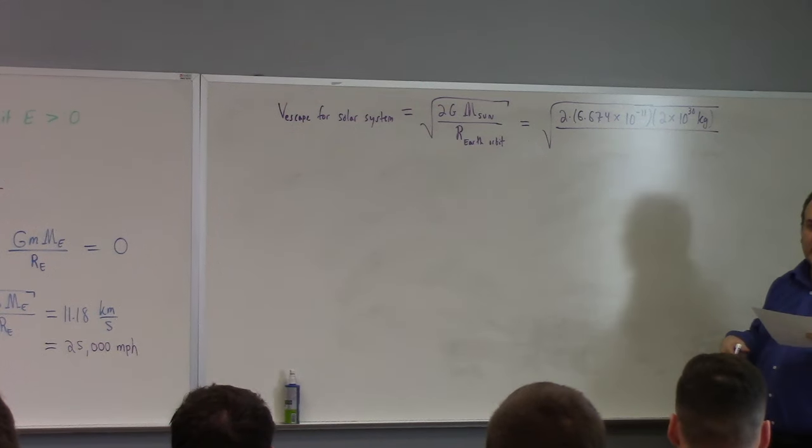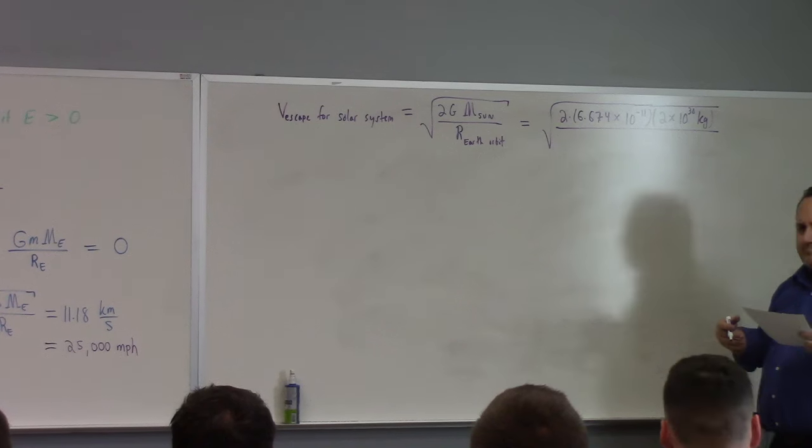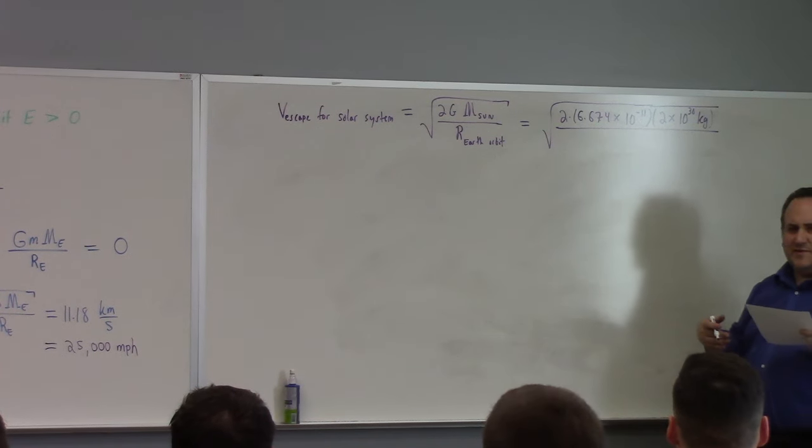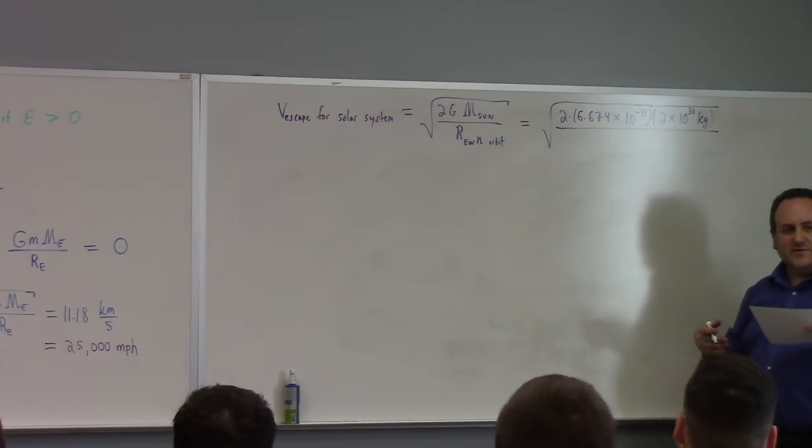What is an astronomical unit? What is an astronomical unit in meters? I know it's like 93 million miles, but like, astronomical unit in meters.